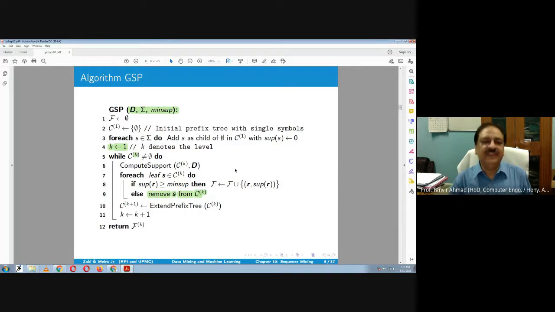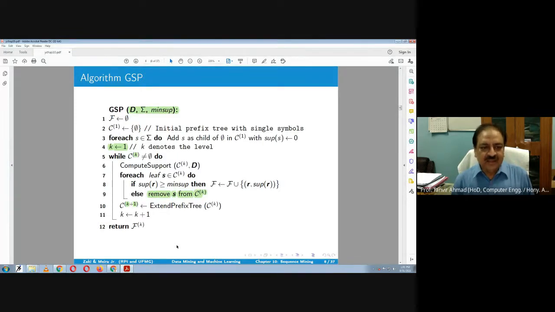Okay, I get C of k, that is C of 1. Then I extend C of k with C of k plus 1. Now I extend the value of Ck to C of k plus 1. How am I going to do it? C of k plus 1 will be generated from Ck.